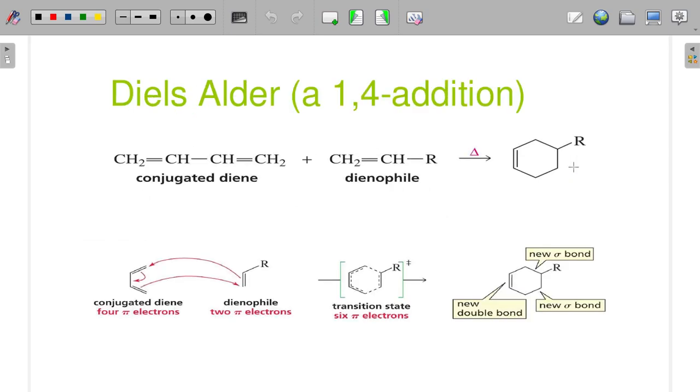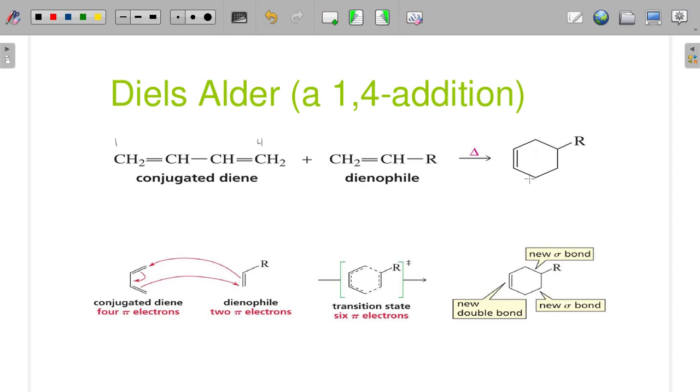Okay, the next little reaction class we're looking at is something called a Diels-Alder reaction. Now, it always has the same 2 components on it. It's always what we call a 1,4 addition. What that means is we're going to take a conjugated diene that has a 1, 2, 3, 4 position, and we're going to add to it a dienophile.